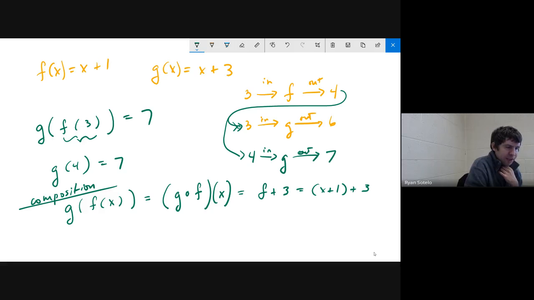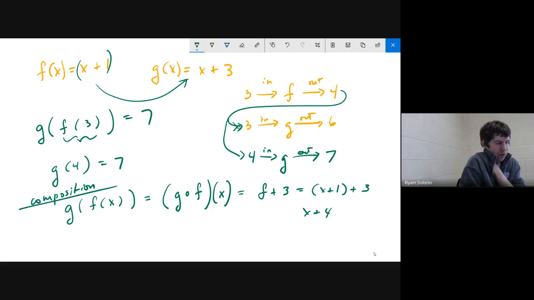So the composition is when you take f and you plug that into the x of g. So instead of x, it becomes x plus 1. And then the composition would become x plus 4. So f adds 1, g adds 3, the composition adds 4. So that's all that you have there.